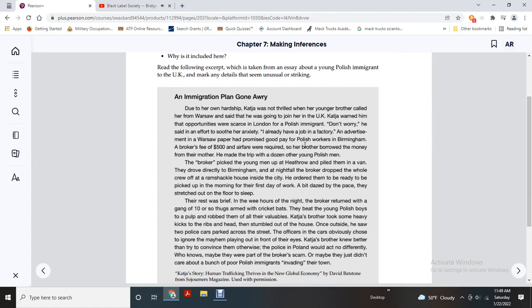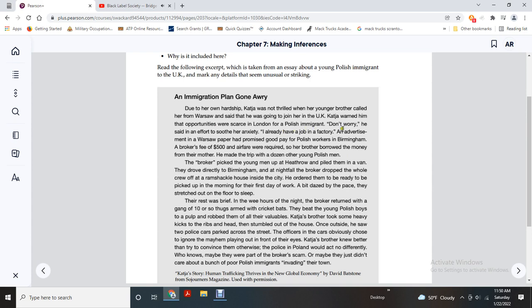Alright, read the following excerpt taken from an essay by a young Polish immigrant to the UK, marking any details that are unusually striking. The title is An Immigrant Plan Gone Awry. Due to her own hardship, Katja was not thrilled when her younger brother called from Warsaw and said that he was going to join her in the UK. Katja warned him the opportunity was scarce in London for a Polish immigrant, but he did not worry. Do not worry, he said in an effort to soothe her anxiety.